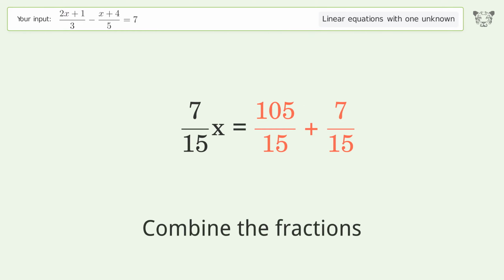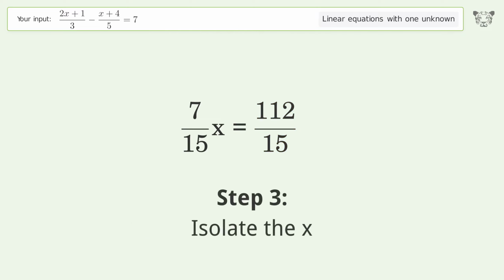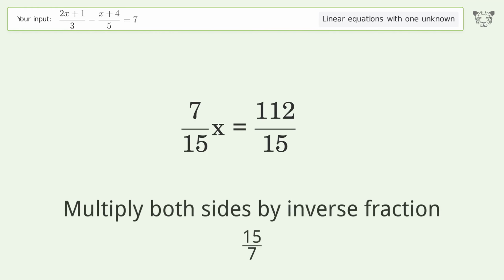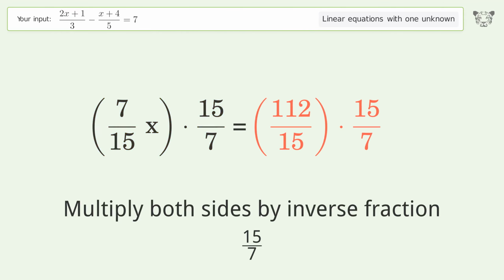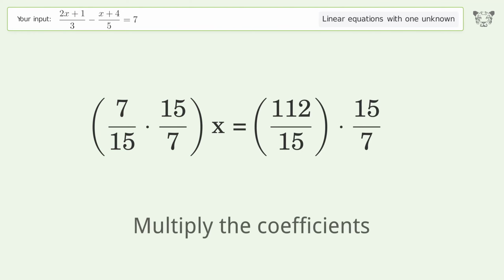Combine the fractions. Combine the numerators. Isolate the x. Multiply both sides by the inverse fraction 15/7. Group like terms. Multiply the coefficients.